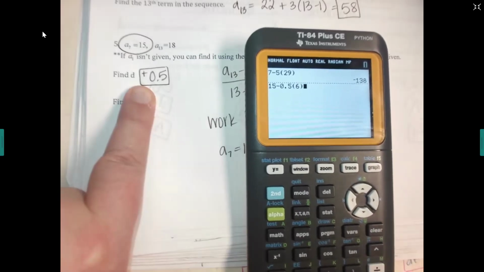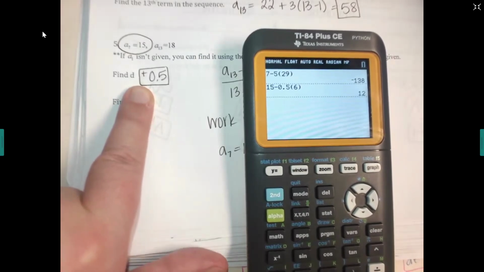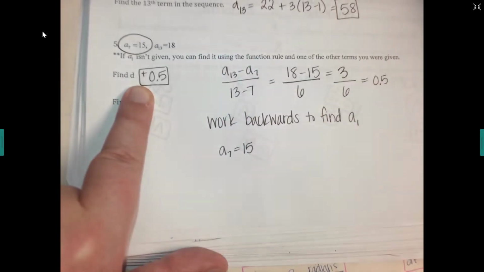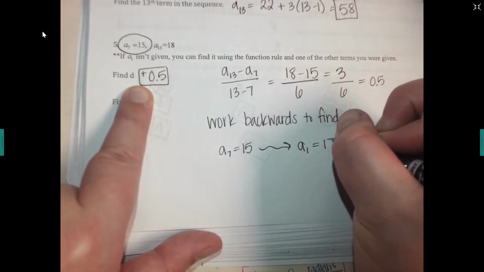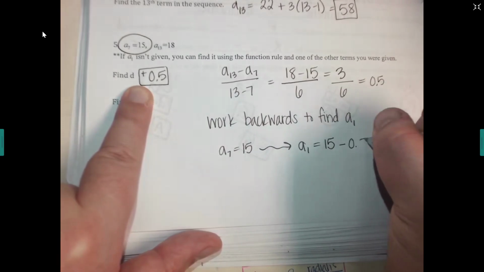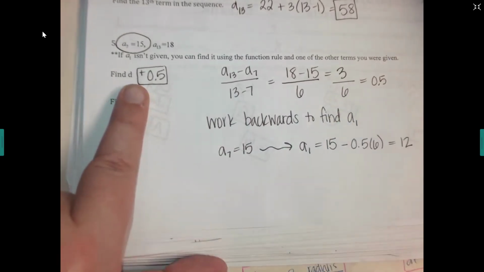So think about if that makes sense. The reason we're reversing the pattern is because we're having to work backwards. So if I start with 15 and I go backwards 0.5 6 times, that means my first term must have been a 12. Okay? So then I'm going to put A1 equals 15 minus 0.5 times 6, which is 12.